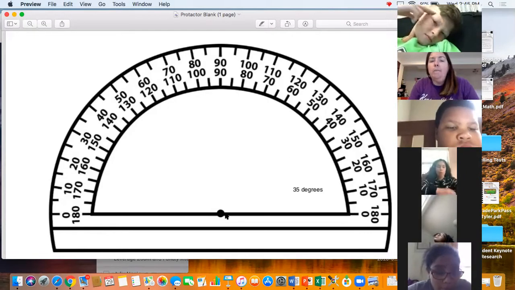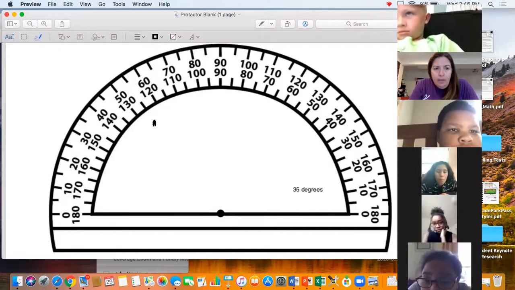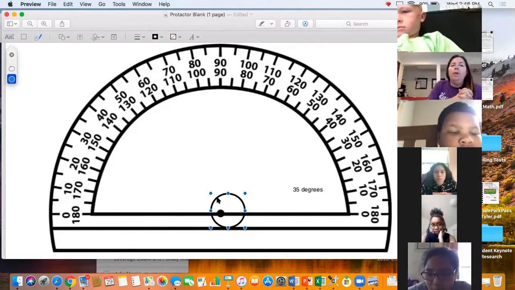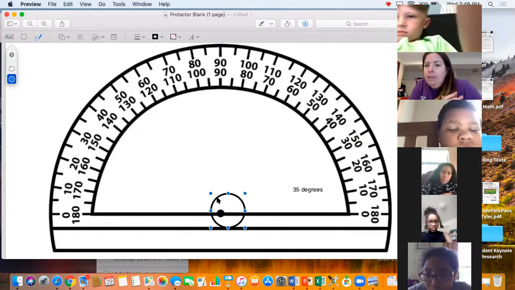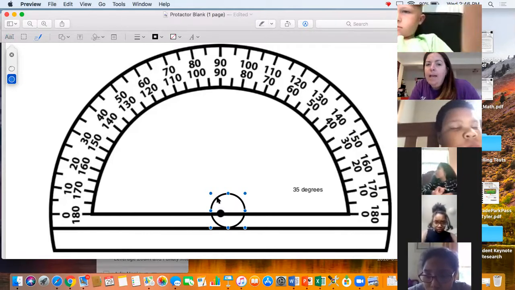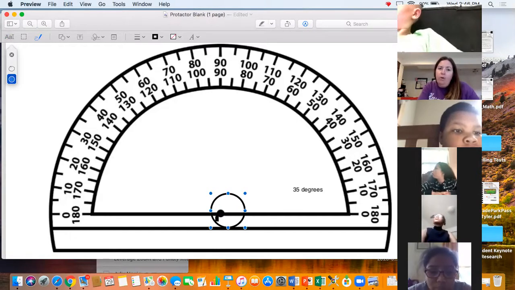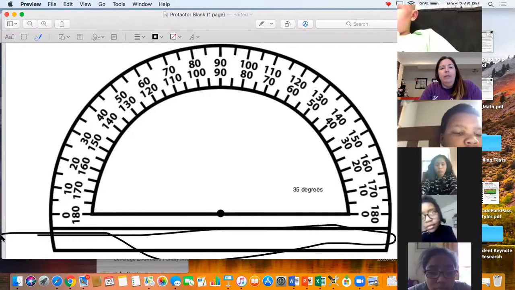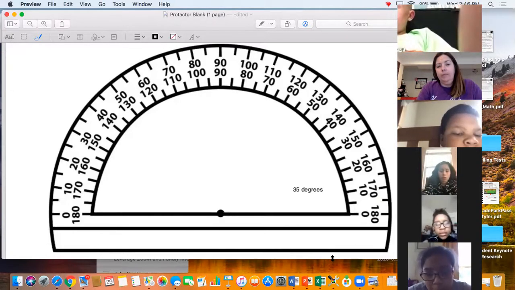So let's talk about some parts of the protractor, all right? This middle point right here that I just circled on the screen, who can tell me what that middle point is? Can you remember? That is the midpoint on the protractor, right? It's right in the middle of the protractor. It's along the baseline, right? The baseline is the flat, straight edge of the protractor, okay?